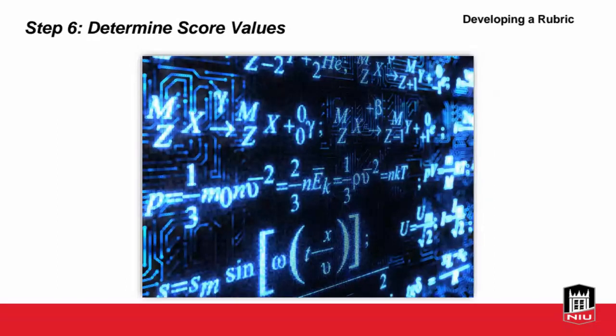Then we just determine our score values. So what's our maximum number of points for achieving the highest level? And then we assign an appropriate number to each of the lower levels of quality. Gradation should make sense mathematically depending on the total number of points available, the number of criteria, the number of performance levels. So we can assign point values or percentages to each level. And consider that scoring scale consistency.